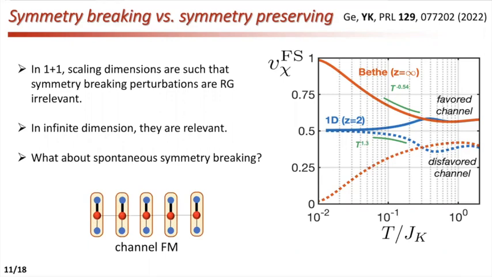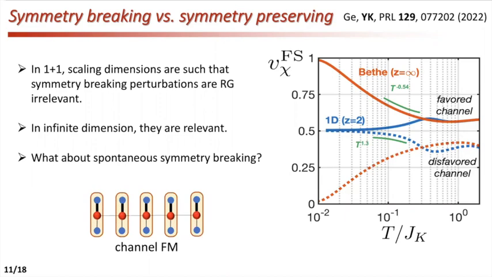So this agrees with the Mermin-Wagner theorem. On the other hand, if I go to infinite dimensions, a slight channel asymmetry is boosted and one channel completely decouples at low temperature. And since we know the critical exponents, we can work out these exponents also very easily. So this is induced symmetry breaking.